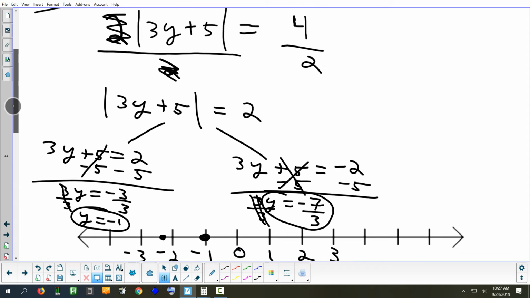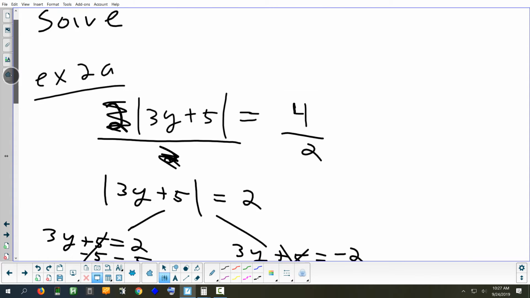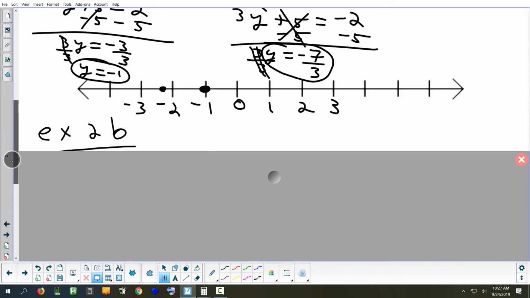Actually, I had the graph. I don't think you had the graph in your notes for that one, so you didn't have to worry. If you didn't graph it, that one was okay.